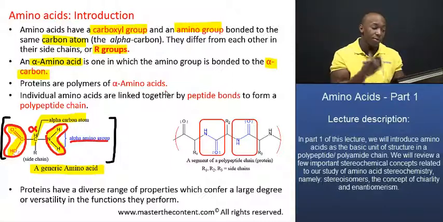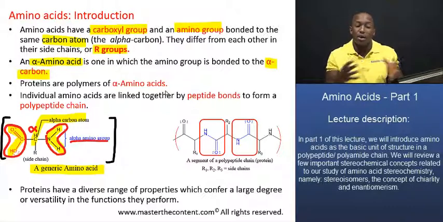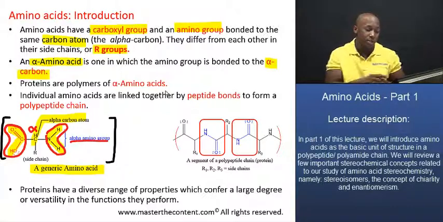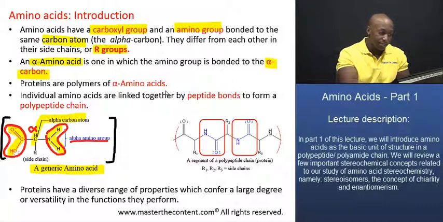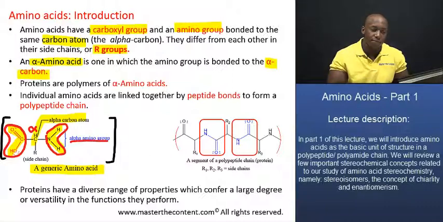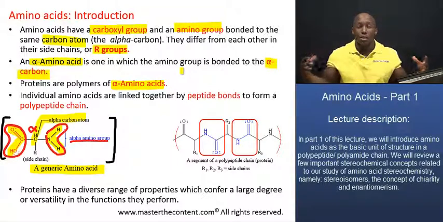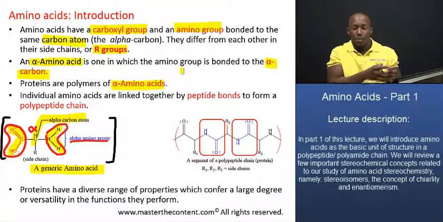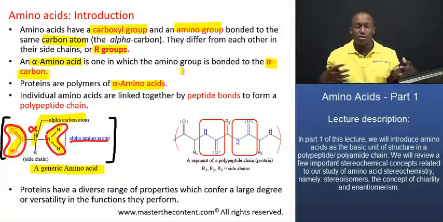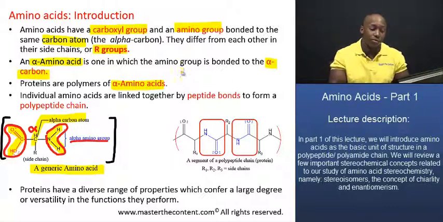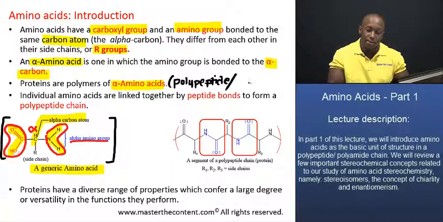All right, now, what are proteins? Proteins are basically polymers of amino acids. In this case, you will have amino acids linking or joining together to form a much longer chain, a much longer string of bonded amino acids that is referred to as a polypeptide. Or if you like, you can also refer to it as a polyamide.